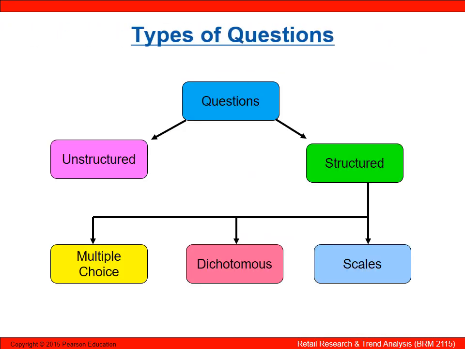Step 5. Decide on the question structure. A question may be unstructured or structured. In the following section, we define unstructured questions and discuss their relative advantages and disadvantages, and then consider the major types of structured questions such as multiple choice, dichotomous, and scale.